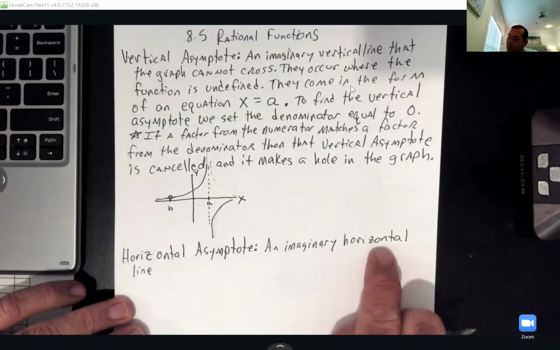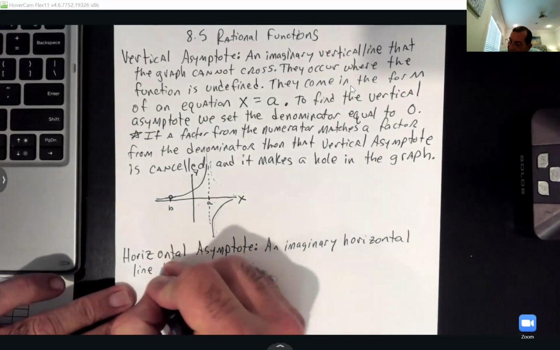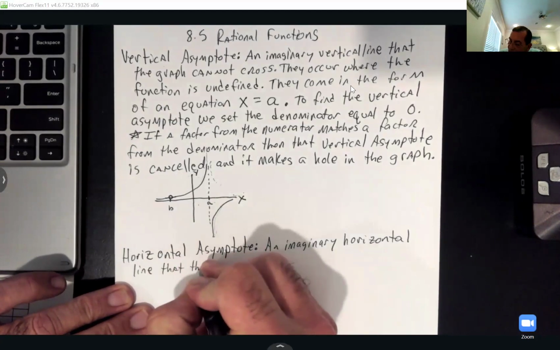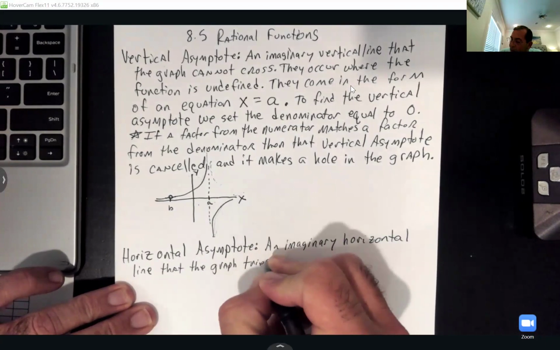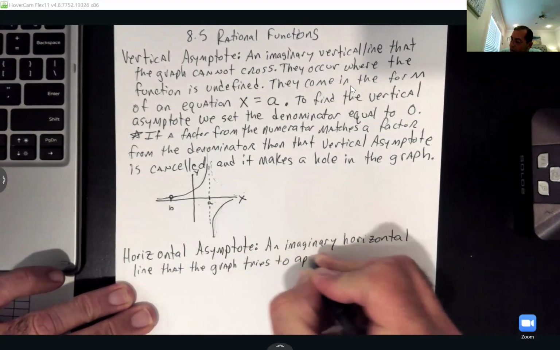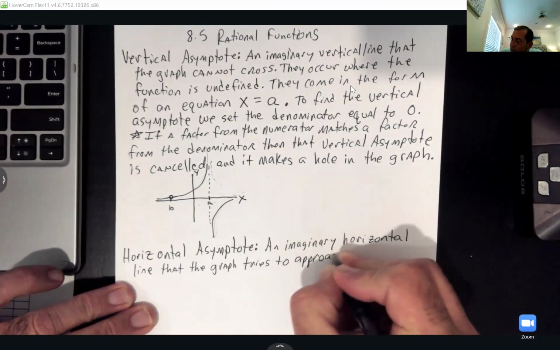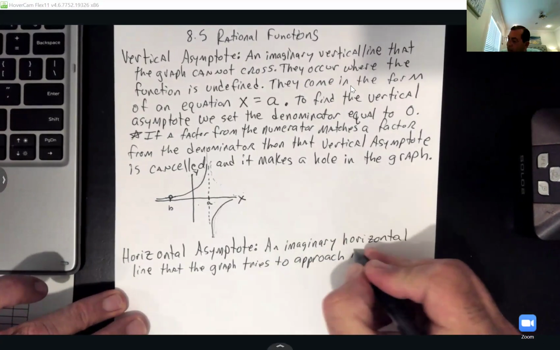All right, so it's an imaginary horizontal line that the graph tries to approach in either direction.